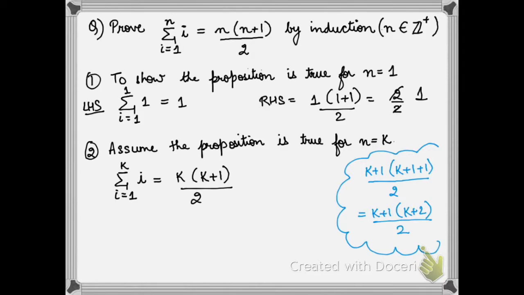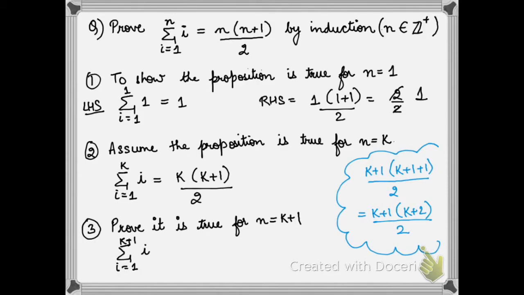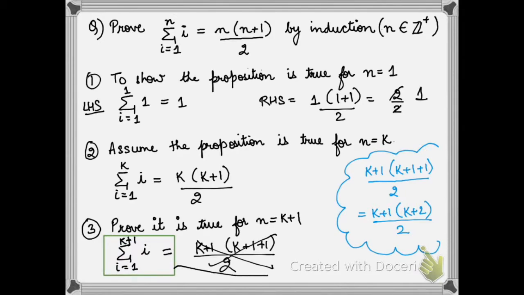So let's move on to the third step. I'm going to write here the summation of i equals 1 to k plus 1 of i. Now, be careful here. You cannot just say that it equals k plus 1 times k plus 1 plus 1 divided by 2. That is wrong. What you have to rather do is manipulate this equation, and when you manipulate, then you have to make it equal to this sign.